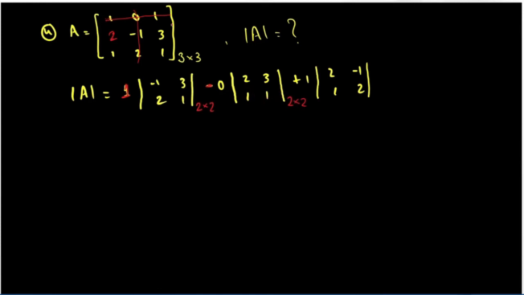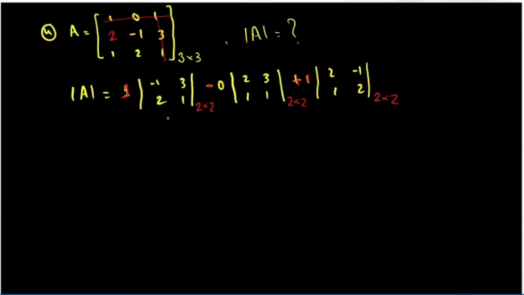Similarly, in the third step, I will take the third element outside the matrix, that is 1. So I have taken this 1 outside the matrix with a positive sign, and then I will hide its respective row and column, that is the first row and third column. So the remaining elements will be 2, -1, 1, 2. So I have written it as a 2 cross 2 matrix.